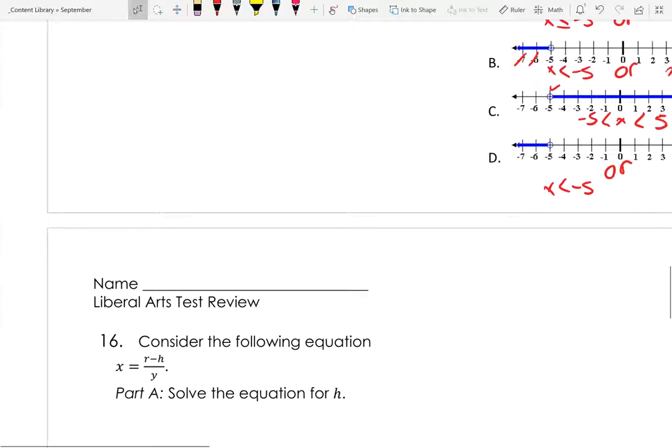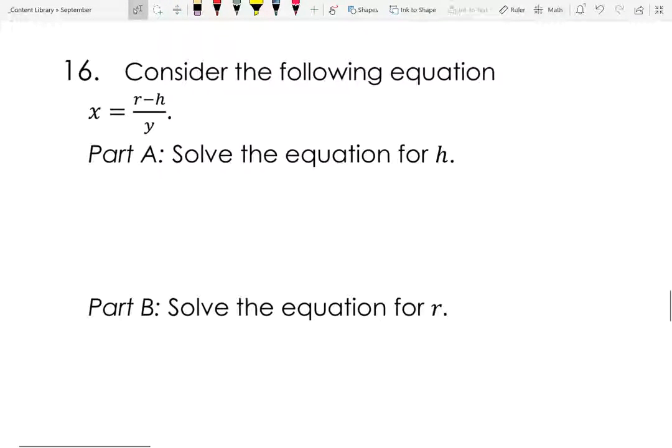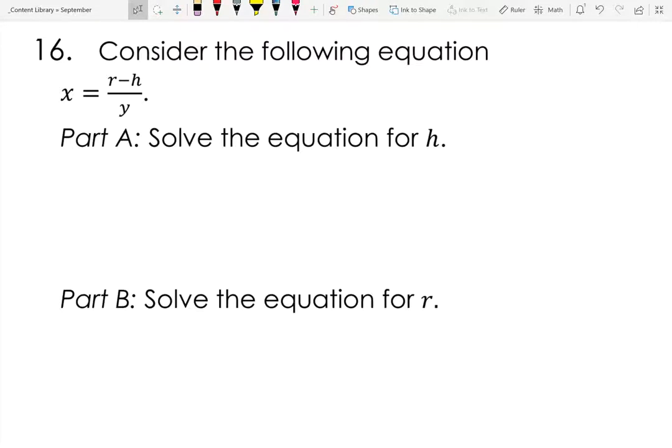All right, now moving on to number 16. So number 16, the first part can be a bit of a handful. Part A, but part B is, they're basically the same, but you'll see part B is just a little bit simpler because of a negative that we don't have to deal with. So in part A, we're going to solve for h.